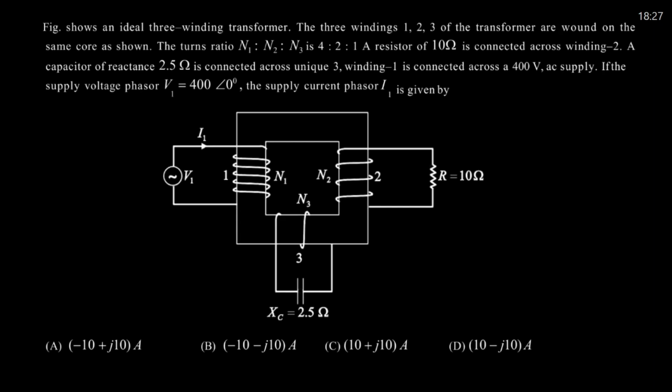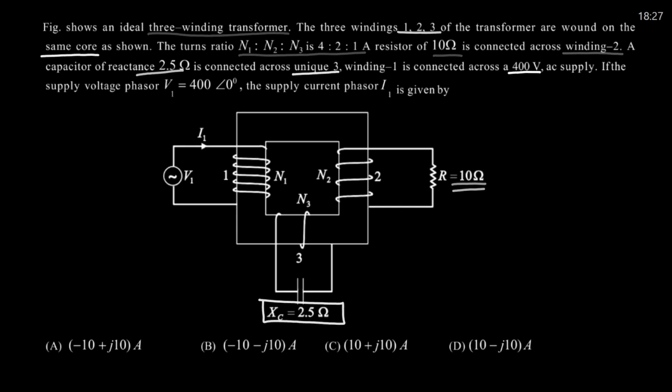In the figure, you have a 3-winding transformer with the windings named 1, 2 and 3, and the transformer is wound on the same core as shown. The turns ratio of the 3 windings is given as 4:2:1, the resistor at the second winding is 10 ohms, and the capacitive reactance at the third winding is given as 2.5 ohms. It is given that the primary is connected to a 400 volt supply, and we are supposed to find the value of I which flows through this supply.